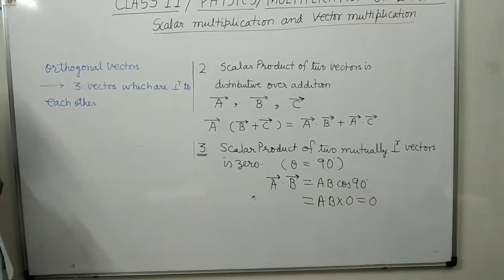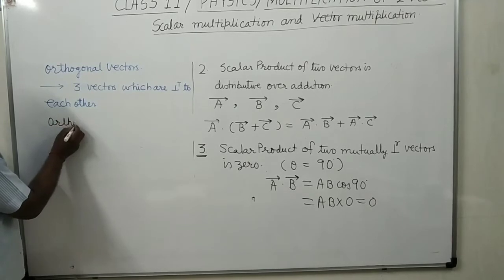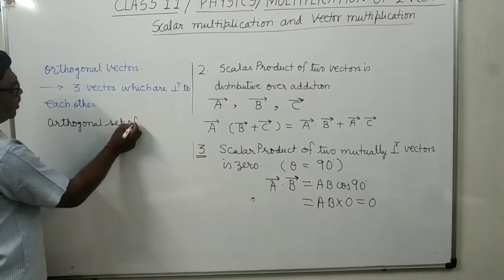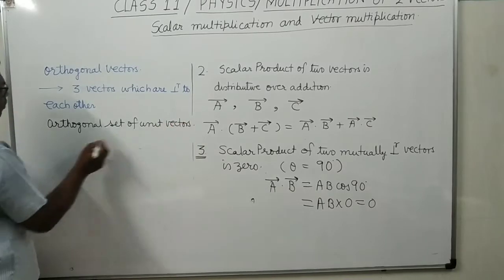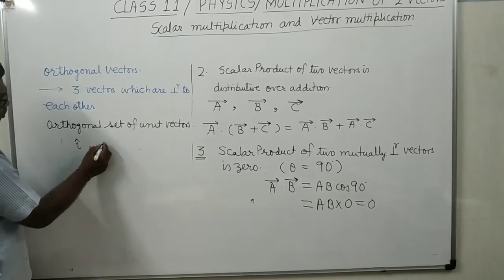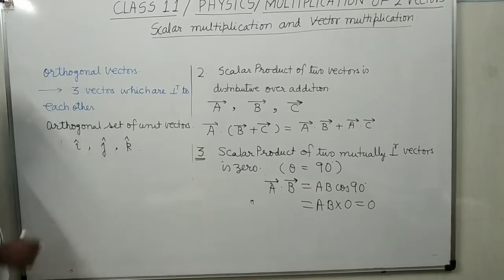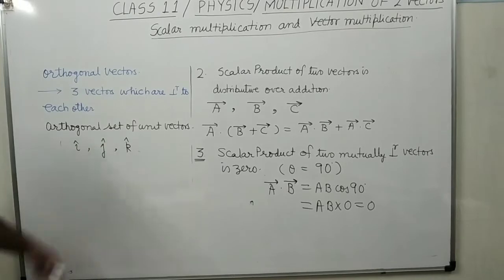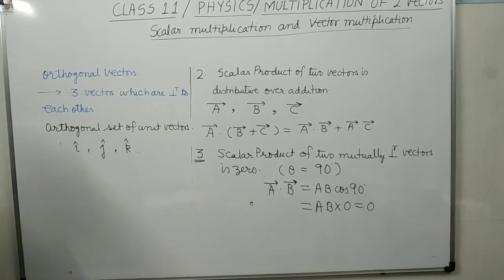You know about the orthogonal set of unit vectors. What are the orthogonal set of unit vectors? It is unit vector I, unit vector J and unit vector K. It is the unit vector along x-axis, the unit vector along y-axis, and the unit vector along z-axis.